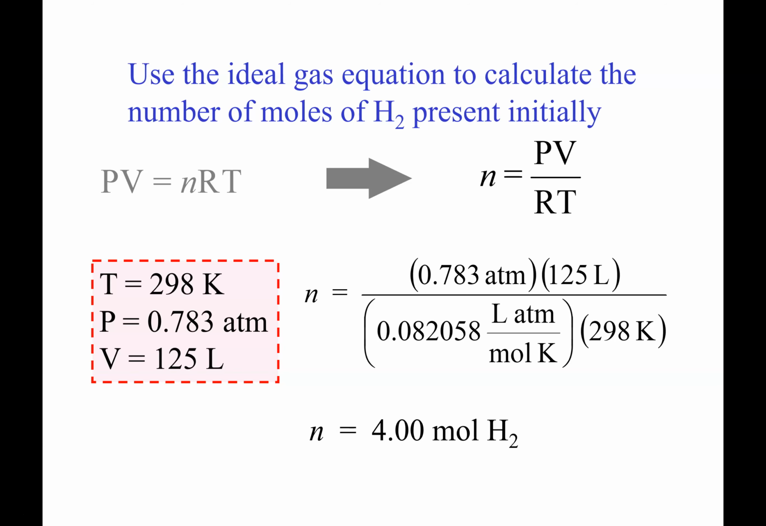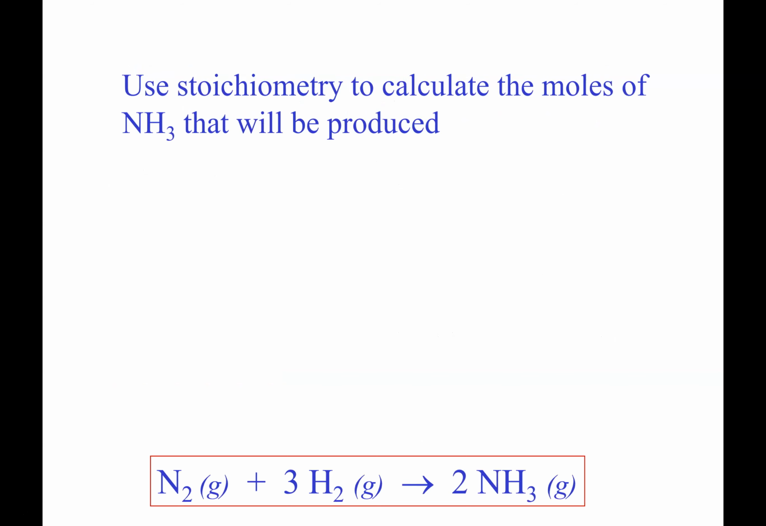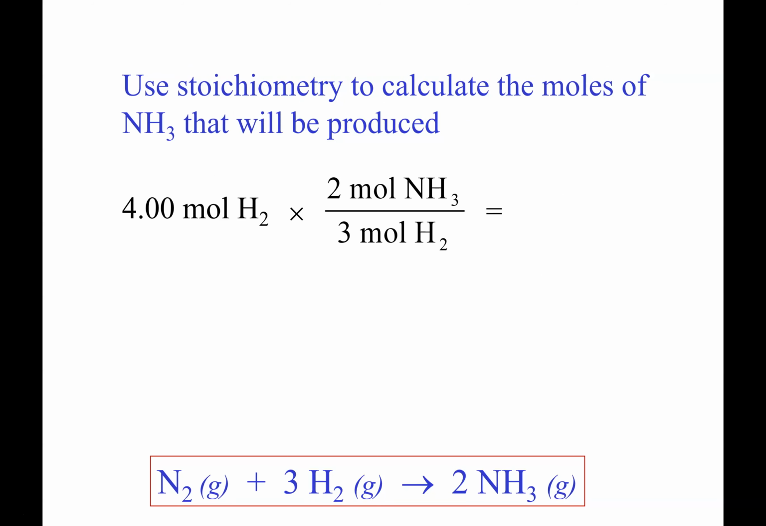It's going to look like this. So we take our 4.00 moles of H2 times the stoichiometric ratio, 2 moles of NH3 for 3 moles of H2. Those came from the stoichiometric coefficients. Remember, those 2 and 3 bring no uncertainty, so we're still allowed 3 sig figs. So you end up with 2.67 moles of NH3.